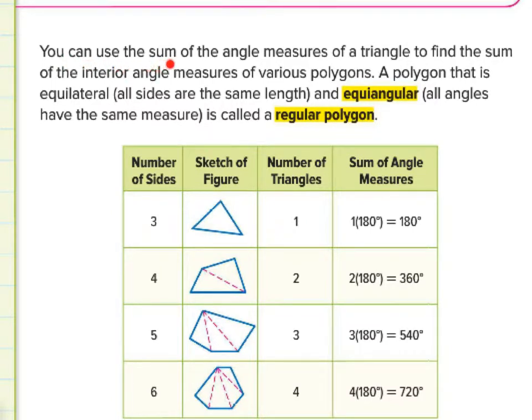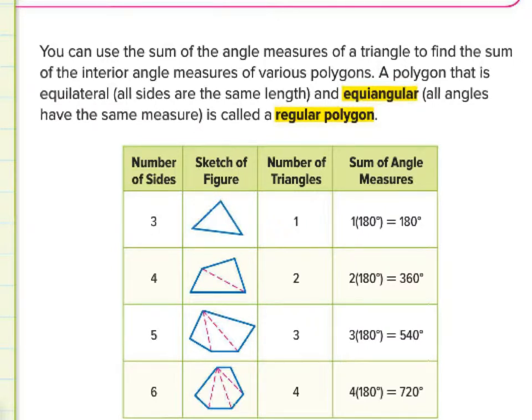You can also use the sum of the angle measures of a triangle to find the sum of the interior angle measures of various polygons. A polygon that is equilateral, all sides are the same length, and equiangular, all angles have the same measure, is called a regular polygon. So here we go.